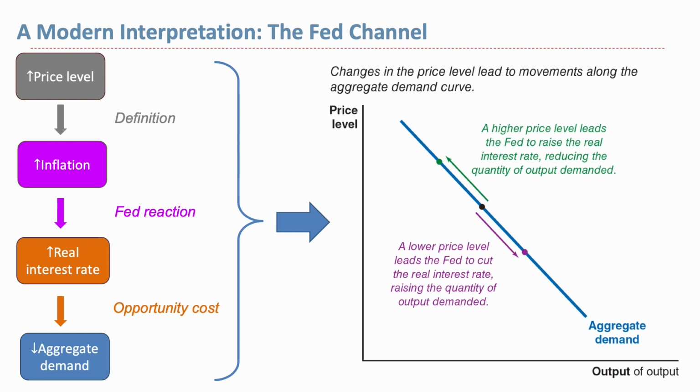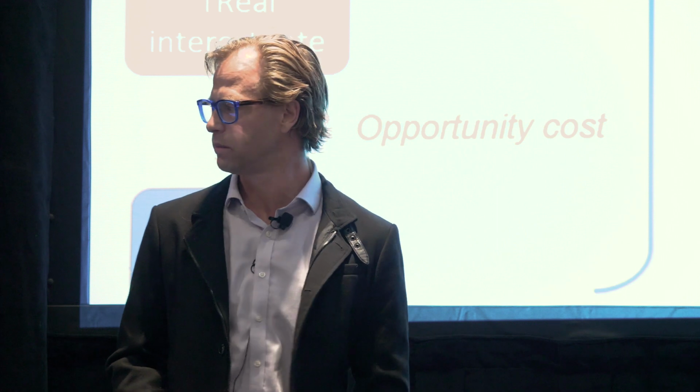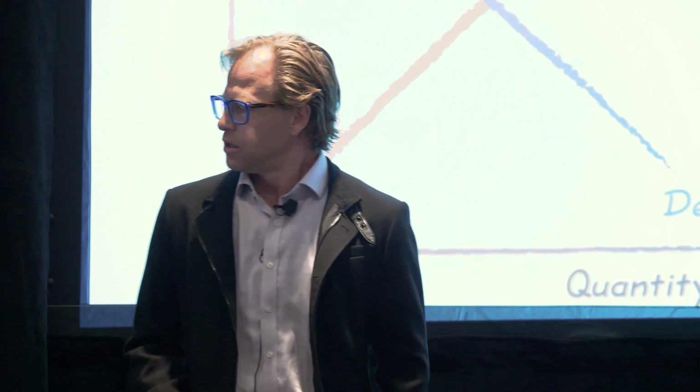So all of this, this very simple modern story, which puts the Fed at the heart of the matter, gives us a downward sloping demand curve, right? The lower the price level, therefore the lower the interest rate, the Fed will cut rates, and that'll raise the quantity of output demanded. Simple as that. It works. So that's the good news.